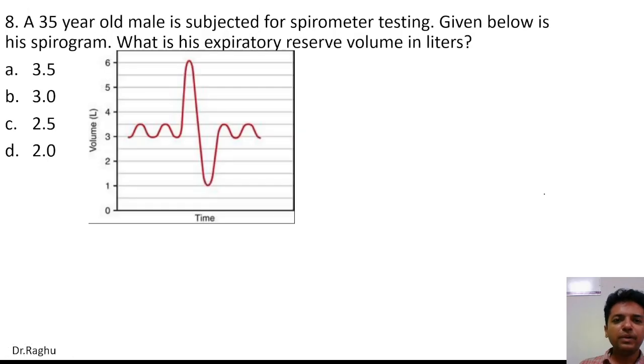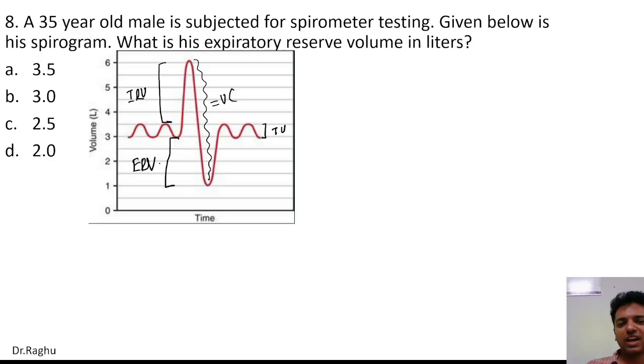A 35-year-old male is subjected to spirometer testing. Given below is his spirogram. What is his expiratory reserve volume? Very easy after understanding the spirogram. So first let's mark what is the tidal volume. Okay. So this much is his tidal volume. What is this volume? This is his inspiratory reserve volume. Okay. What is this? This is his vital capacity. What he is asking us here is this volume. This is his expiratory reserve volume.